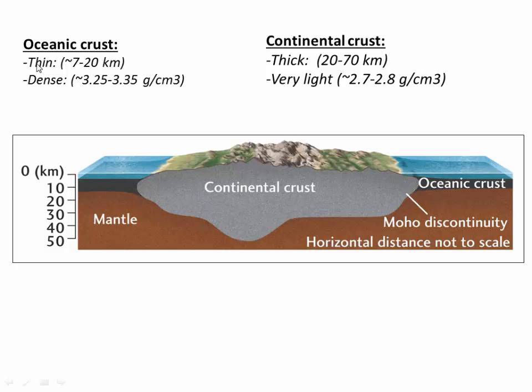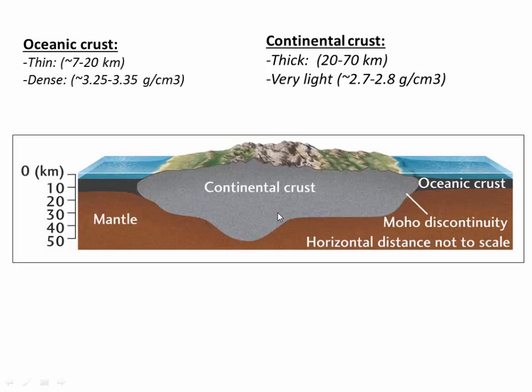Oceanic crust is thin and dense, and it's made mostly of basalt, which is much denser than the more felsic rocks that make up continental crust. Continental crust, in turn, is very thick, and it's also very light. It's much less dense. So as a result, the thicker, lighter continental crust actually floats up higher in the mantle than the thin, dense oceanic crust.